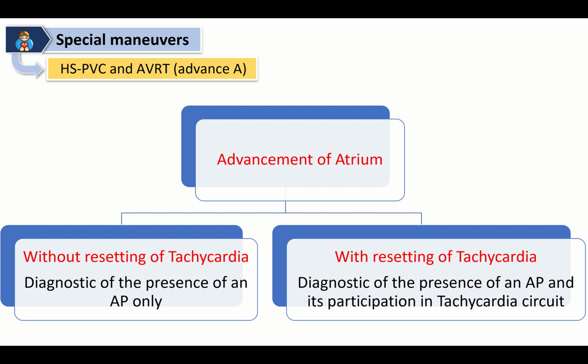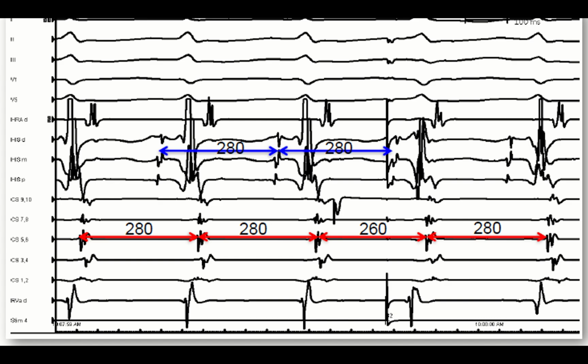No doubt about this. But does this accessory pathway participate in tachycardia or not? It all depends on resetting of tachycardia. If there is no resetting of tachycardia, it means the accessory pathway does not participate in tachycardia. If there is advancement of A with resetting of tachycardia, it confirms the presence of an accessory pathway and its participation in tachycardia.